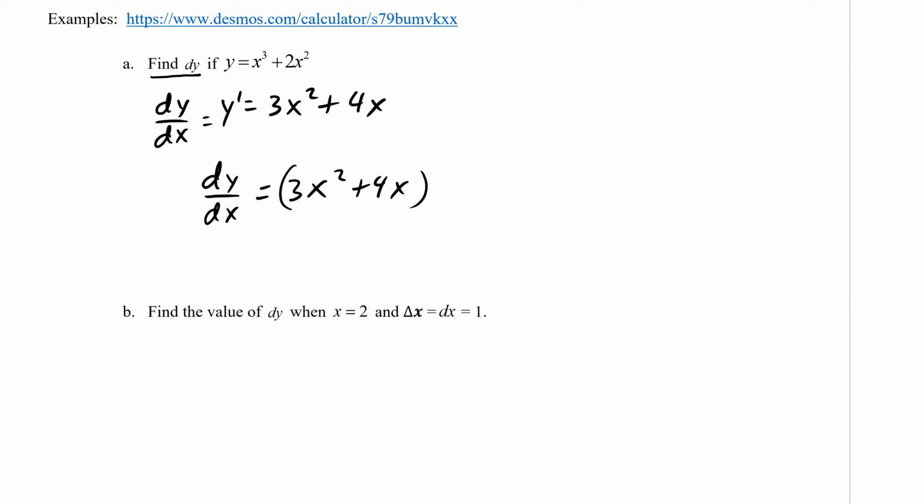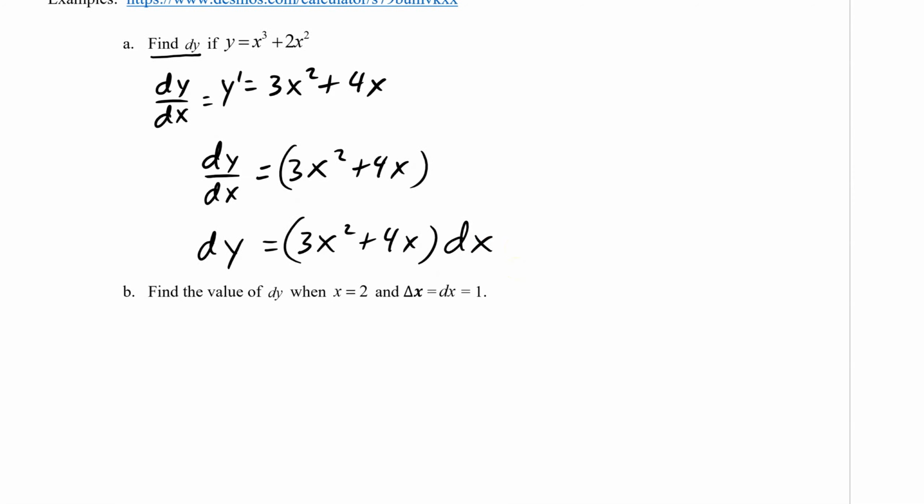And if we now cross multiply, we end up with dy equals 3x squared plus 4x times dx. Remember, these are the approximate change in y over the approximate change in x. It's the rise and run for our tangent. And so now we have an equation for it. So part A is done. We just found dy dx.